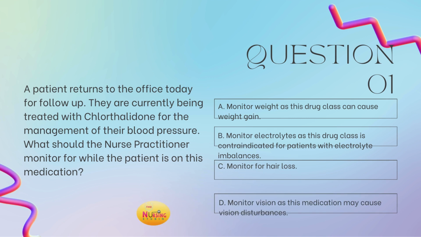Question number one states a patient returns to the office today for follow up. They are currently being treated with chlorothalidone for the management of their blood pressure. What should the nurse practitioner monitor for while the patient is on this medication? Is it A, monitor weight, as this drug class can cause weight gain? B, monitor electrolytes, as this drug class is contraindicated for patients with electrolyte imbalances? C, monitor for hair loss? Or D, monitor vision, as the medication may cause vision disturbances? Take a moment to tell me what you got in the comments.